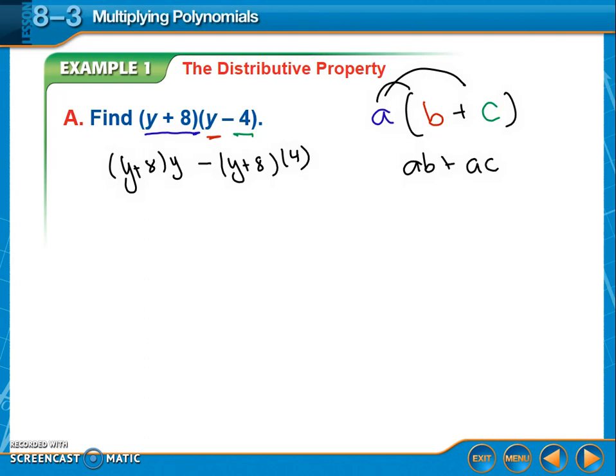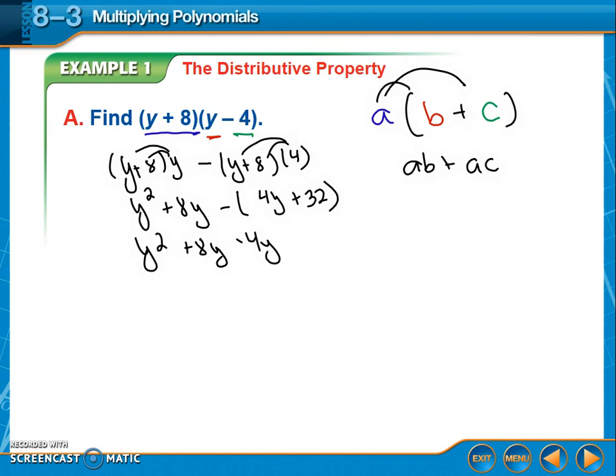So I do here, Y times Y is Y squared. Y times 8 is 8Y. Here, 4 times Y is 4Y. And 4 times 8 is 32, and then it's minus. So it's Y squared plus 8Y minus 4Y minus 32. Combining like terms, that 8Y minus 4Y is going to make positive 4Y. And then the Y squared and 32 stay there. Okay, and so that would be using the distributive property to find that.